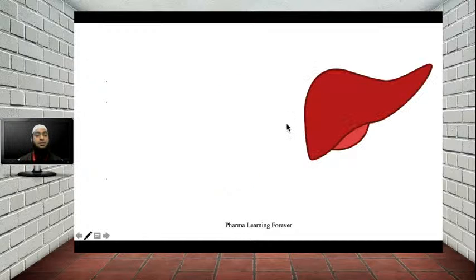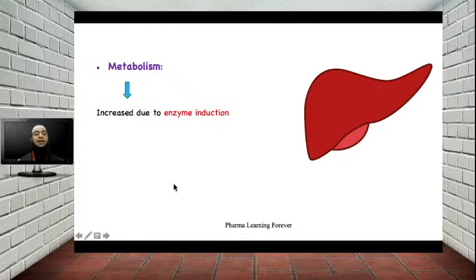Let's see how it affects the metabolism. We know that in pregnancy there is a change in the hormones. Also, there are changes in a number of enzymes which are responsible for metabolism of the drug. So overall, metabolism is increased due to enzyme induction, because the placenta increases many enzymes. Since enzymes are released by the placenta, it will lead to enzyme induction.